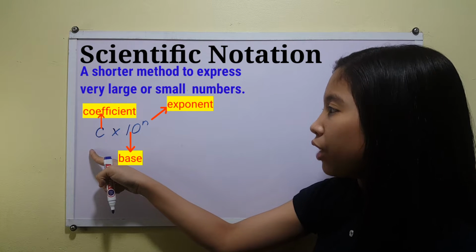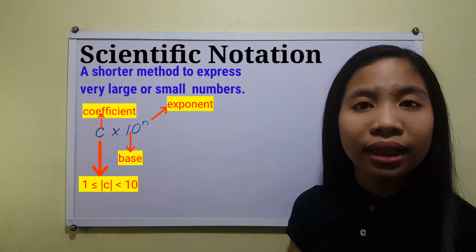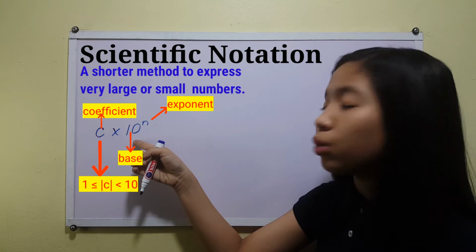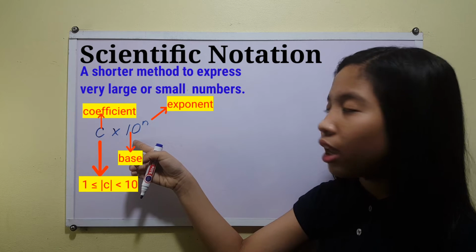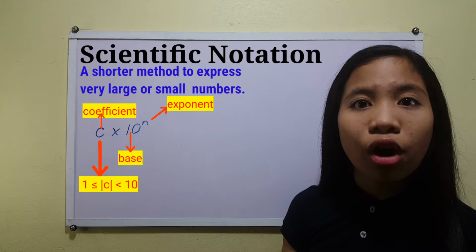C, or our coefficient, will be greater than or equal to 1 but less than 10, and multiplied by our base, which is always 10, to the power of our exponent, which could either be positive or negative.